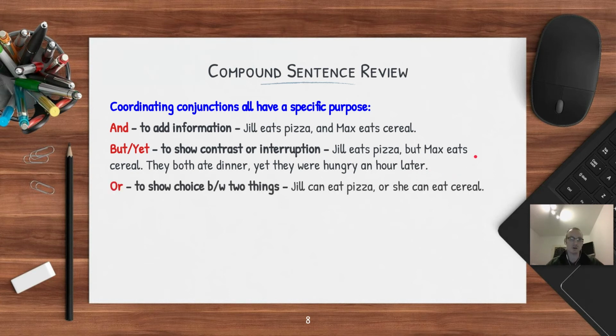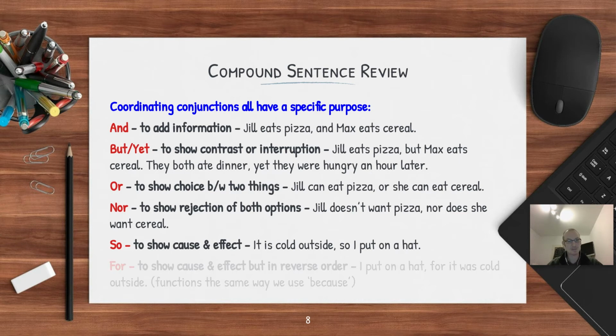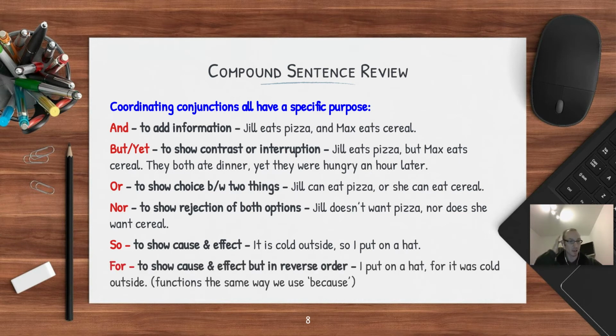Or is used to show a choice between two things, right? Jill can eat pizza or she can eat cereal. Nor is used to show a rejection of those two options, right? Jill doesn't want pizza, nor does she want cereal. So is used to show a cause and effect relationship, right? It is cold outside, so I put on a hat. And for is used to show cause and effect, but in the reverse order, right? I put on a hat for it was cold outside.